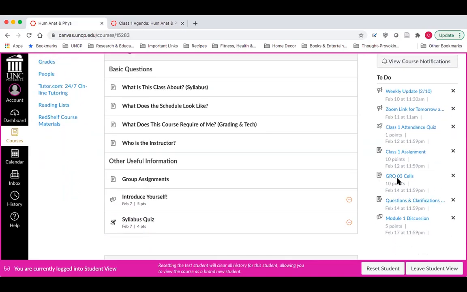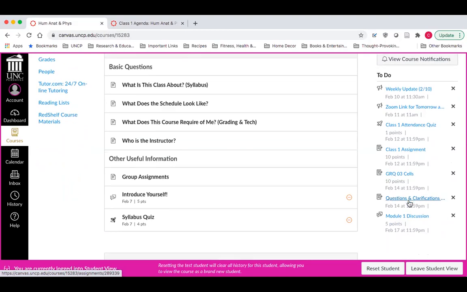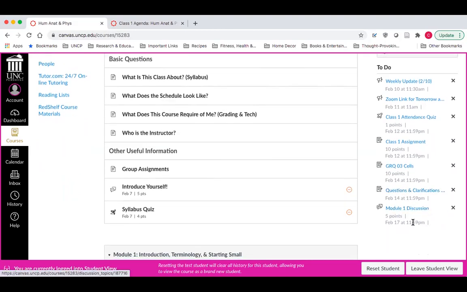You've got another guided reading question, or GRQ, for chapter 3. You've got questions and clarifications, so things that didn't make sense about that reading, you can put it here. And then next Wednesday, you have due a discussion post, and I ask that you also comment on someone's post. So I know it seems silly, but it makes sure that you've read through what other people are saying and see if you guys are all on the same page, okay?